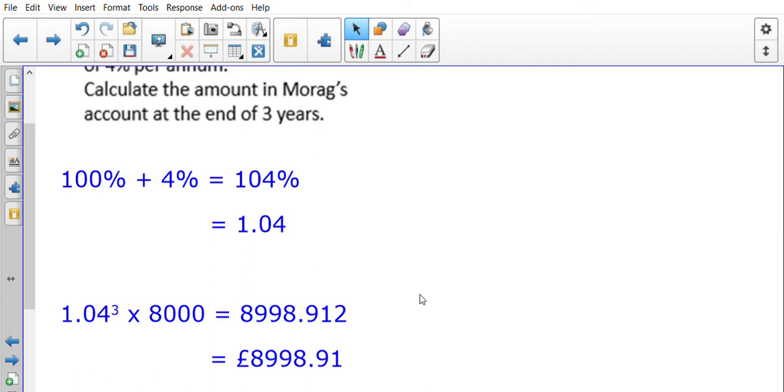8998.912. So it's a money question, so you need to automatically round your answer to 2 decimal places, otherwise you're going to lose the last mark. So your final answer must be and can only be £8,998.91.